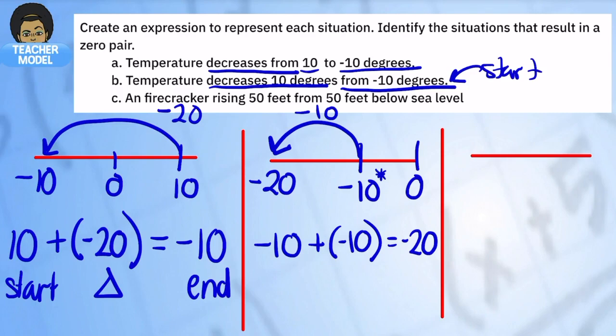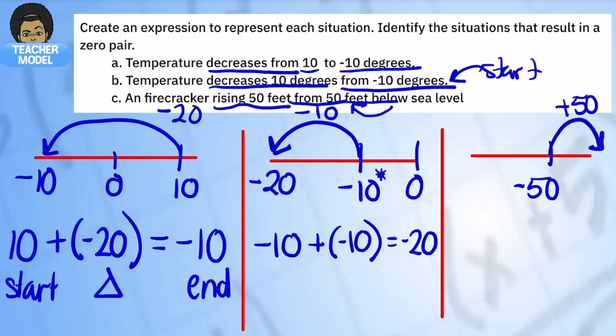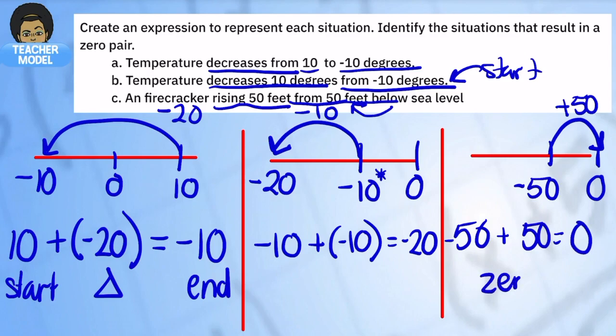And let's look at the last one. I have a firecracker rising 50 feet from 50 feet below zero. So that means I'm starting at negative 50. And it's rising, meaning it's going higher. So it's going up 50. So those are opposites to each other. That means I am going to land at zero. So negative 50 plus 50. That is a zero pair. Take 30 seconds and write this down, all models.